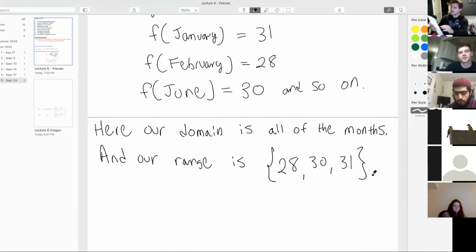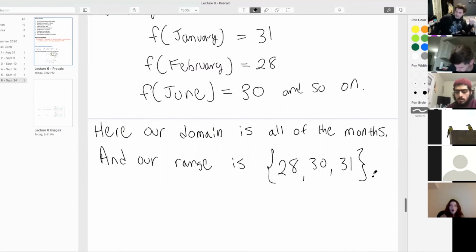Just to clarify really fast, we could clarify the domain as all the possible inputs and the range as all the possible outputs. Yes. So our domain here would be January, February, March, April, May, June, and so on up until December.